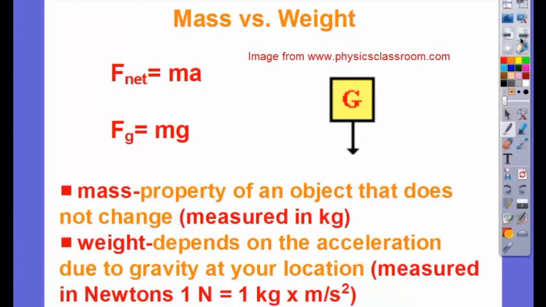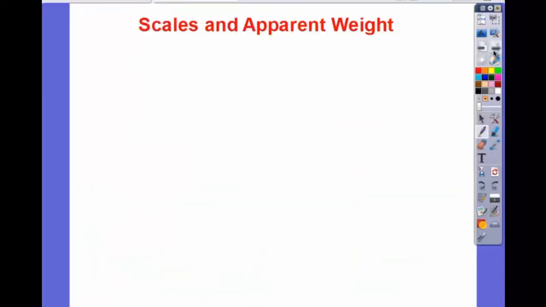Mass, however, is a property of an object that does not change. It is measured in kilograms, and it will stay the same whether you're here or you're on the moon. One of the ways that we typically measure weight is to use a scale. And when we use a scale, what we are looking at is a free body diagram where Fg is the downward force, and most scales use springs, so we'll call this the spring force.